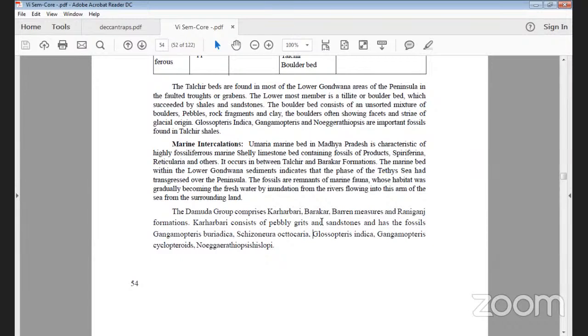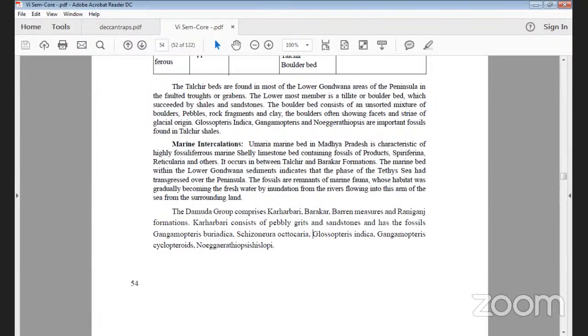Marine intercalations. The Umaria marine bed in Madhya Pradesh is characterized by a highly fossiliferous marine shelly limestone bed and contains fossils of Productus, Spirifer and Reticularia and others, which occur between the Talchir and Barakar formations. The marine bed within the lower Gondwana sediments indicates that the Tethys Sea transgressed over the peninsula.